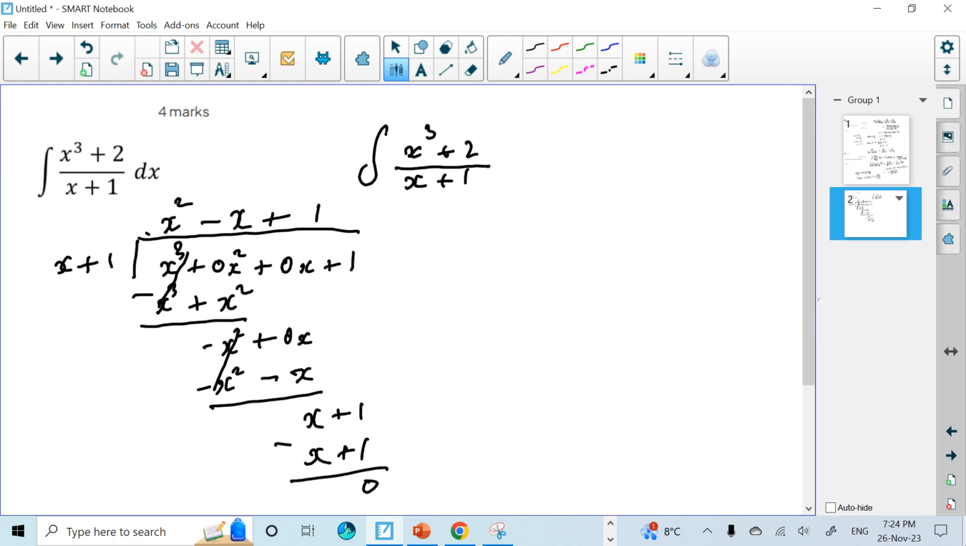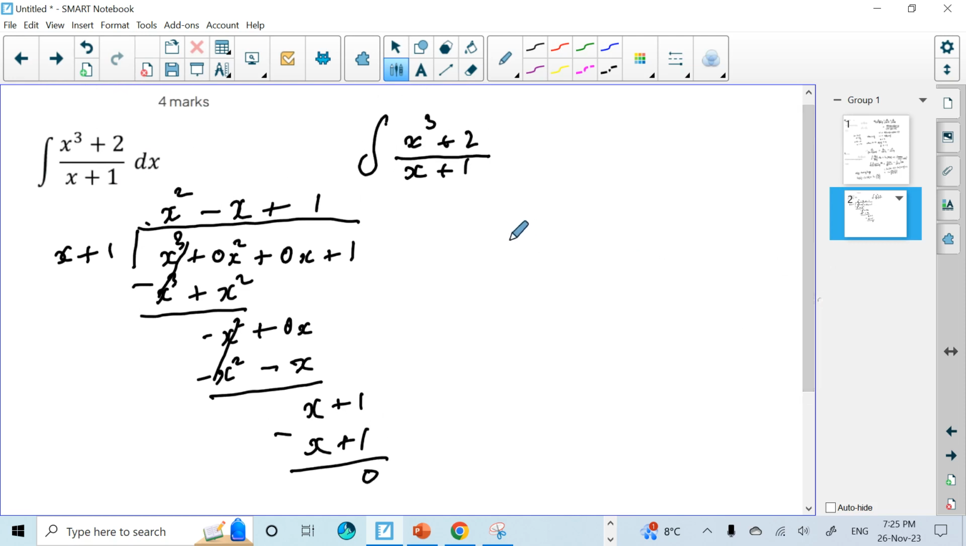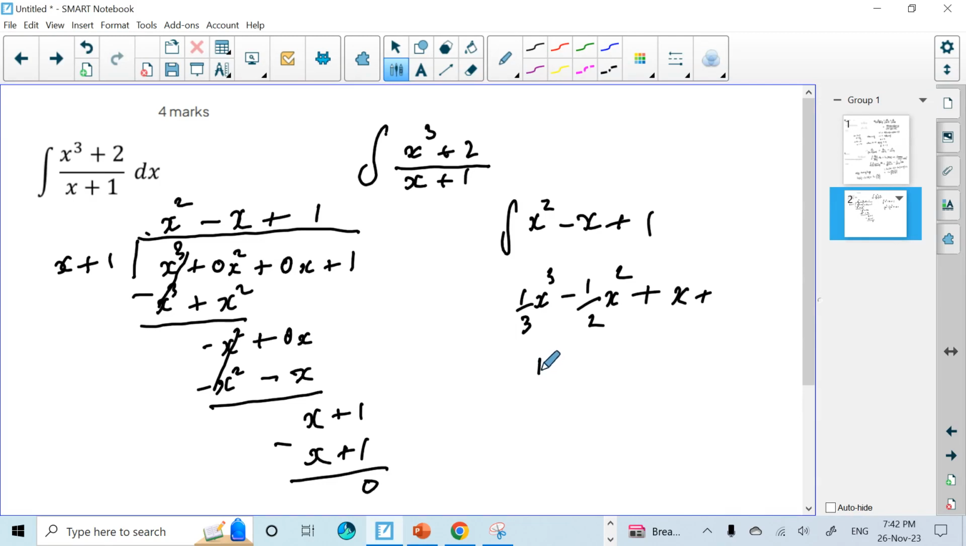So how do you go about doing that? So now, whoops, let's move down the page. And conscious of the time, we could just write here. So you're going to integrate now x squared minus x plus 1. And of course, this becomes 1/3 x cubed minus a half x squared plus x plus natural log of x plus 1 plus c. And that's it for 4 marks.